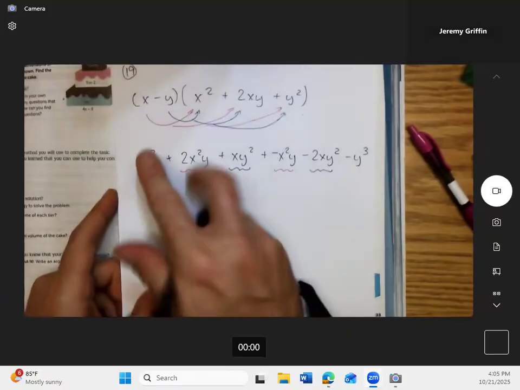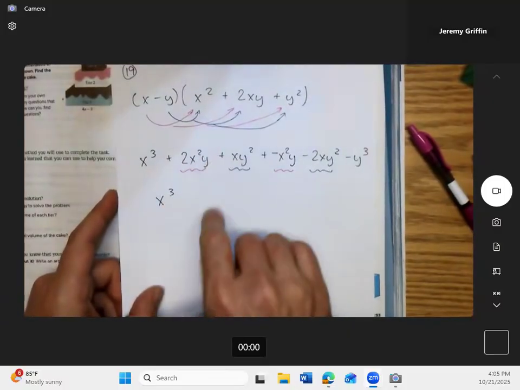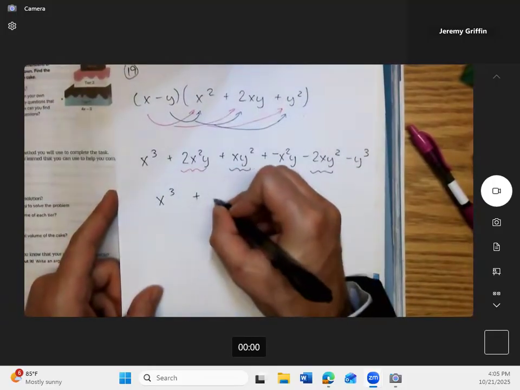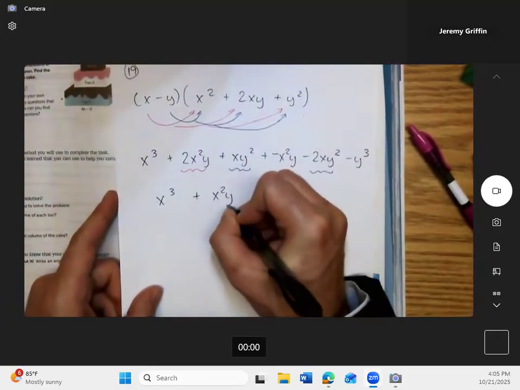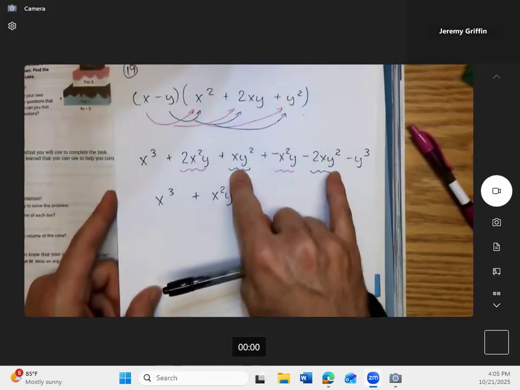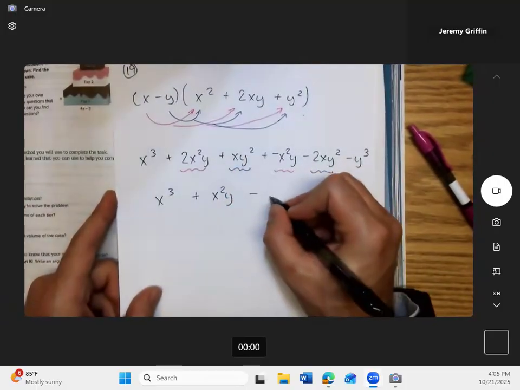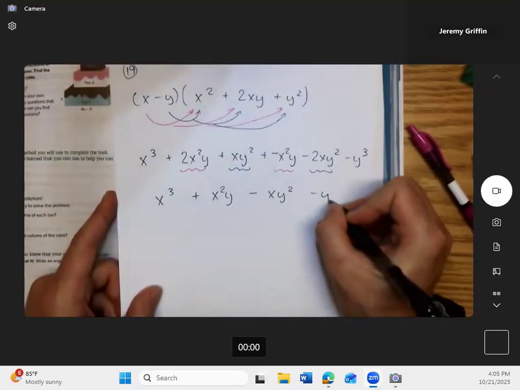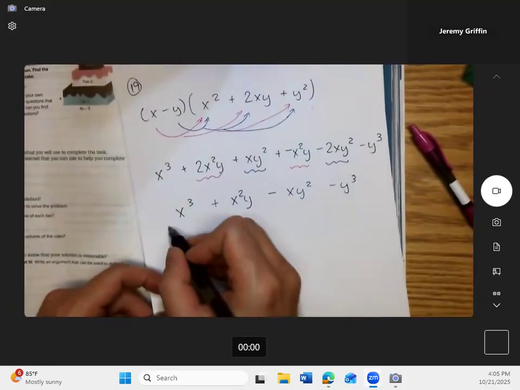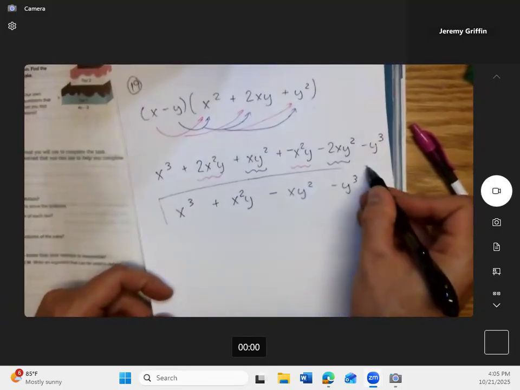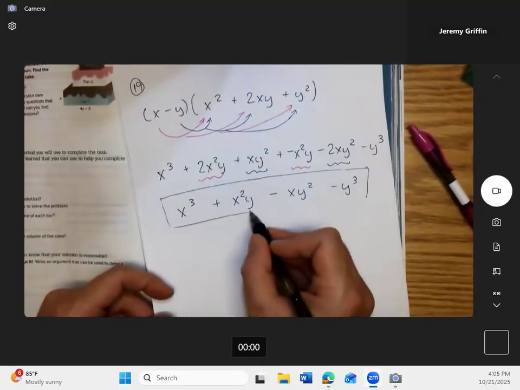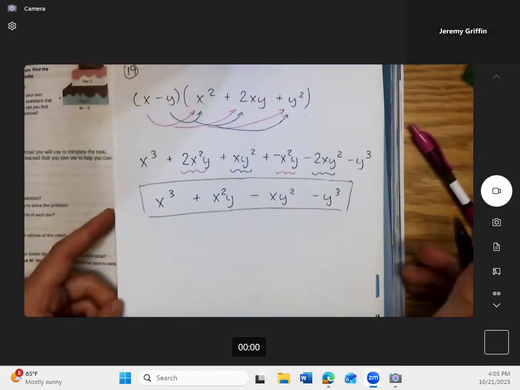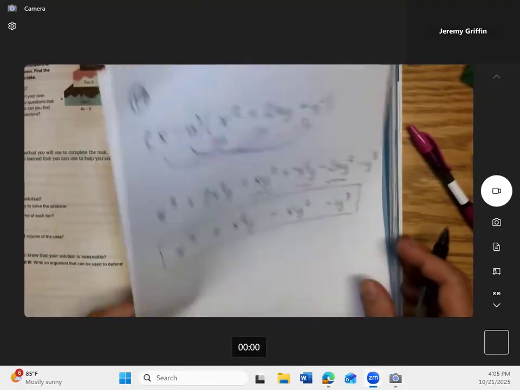Let's try it. So I still have x to the power 3. Now 2x squared y minus x squared y leaves me with 1x squared y, or just x squared y. Then xy squared minus 2xy squared leaves me with a negative xy squared. And then I have minus y to the 3. Okay. So it's sort of like a standard form. I think that would be simplified there. I wonder if that could be rewritten any other way. There might be a way, but I think that's good enough right there.